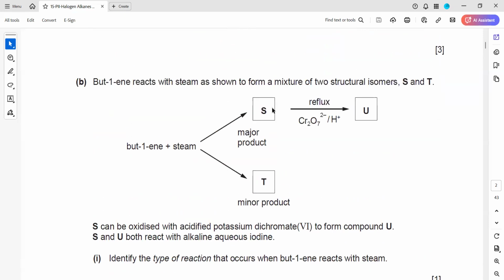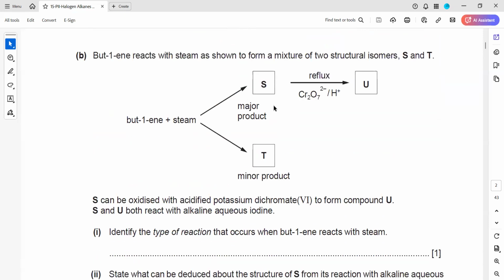No, it's about when an alkene reacts with steam. It's electrophilic, so how does the electrophilic reaction happen? There's a carbon-carbon double bond, and there is H and OH. This will be partial negative, this will be partial positive, so this will try to form a bond here.